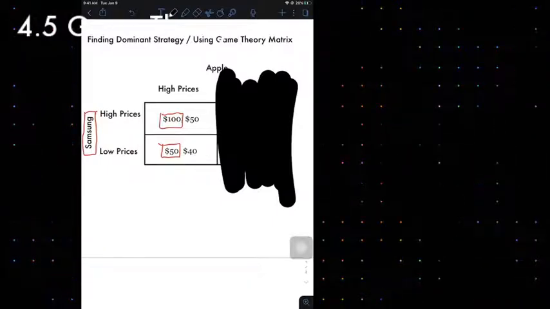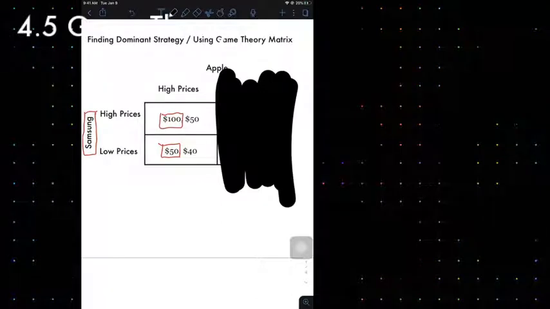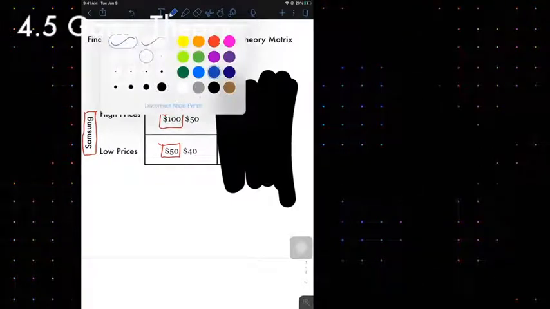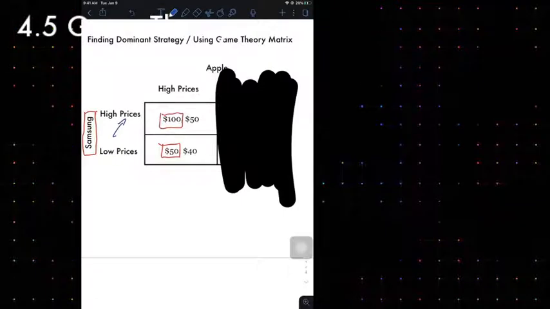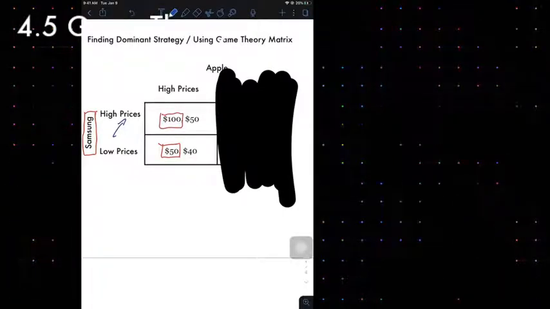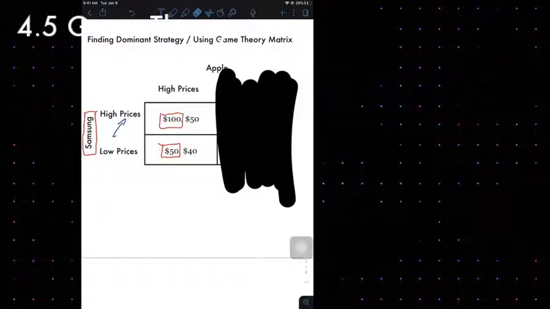Now, when Apple chooses higher prices, Samsung, do they want $100 of profit or do they want $50 of profit? Well, they're going to want $100 of profit. How do they get that? Well, if we look at that $100 of profit, that's on the top, right? That is on top. How does Samsung get to the topmost numbers? They get that by setting their prices high, right? And so when Apple goes high, Samsung will also go high, okay?